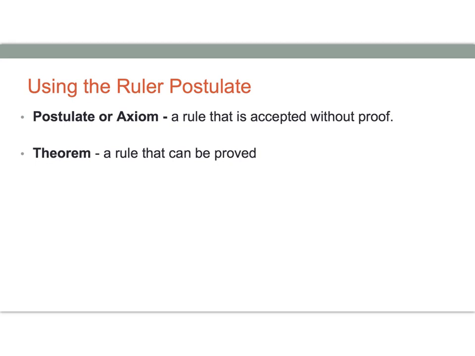Before we begin, we need to identify a couple terms that you may or may not be familiar with. The first set of terms is what we call a postulate or an axiom. You're going to see that we use these quite a bit throughout geometry, and this is nothing more than a rule that is accepted without having to go through and prove the whole thing. On the other hand, we have what we call a theorem. And a theorem is a rule that can be proved.